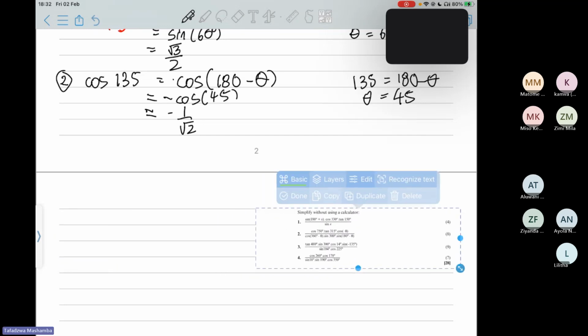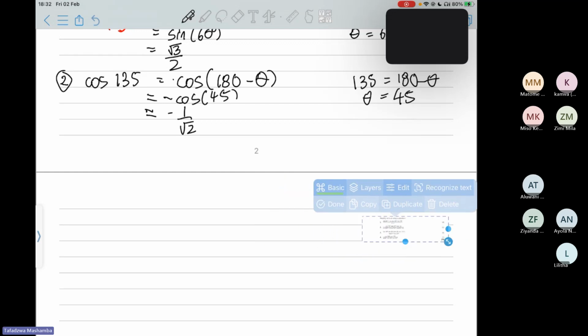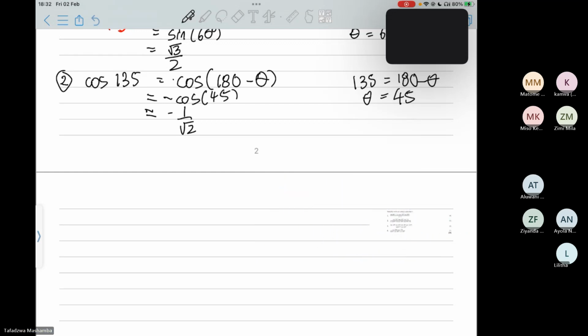Any questions there? Okay, and please feel free to unmute yourselves if you have a question, or just raise your hand if you're not sure about something or you have a query with regards to the content.